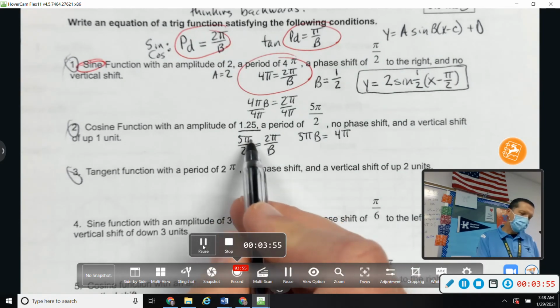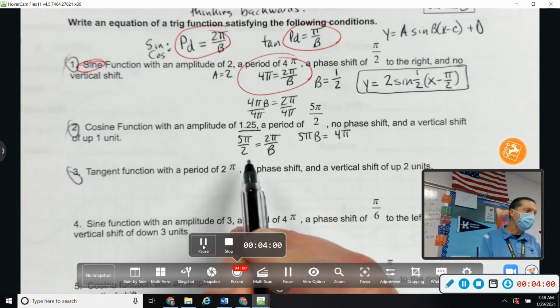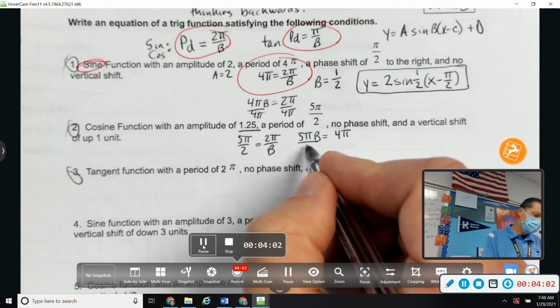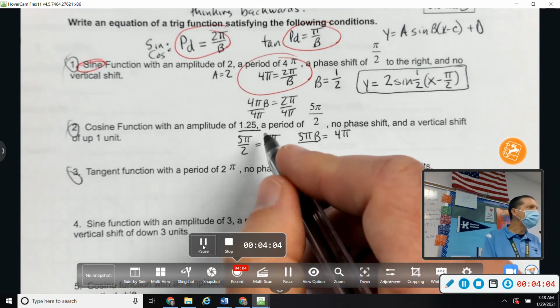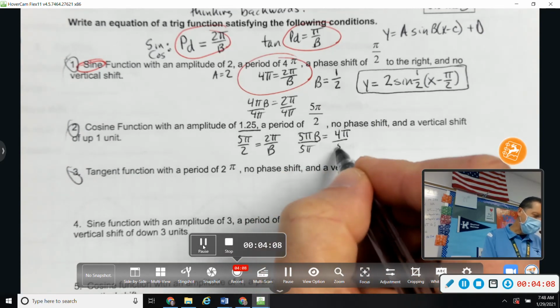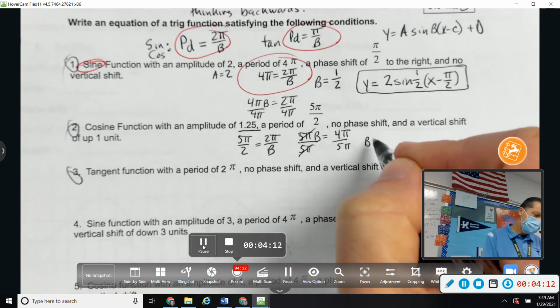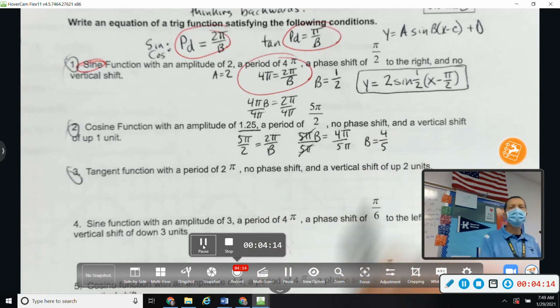So to find b, we cross multiply. So 5 pi b equals 4 pi. Then divide by 5 pi to get b by itself. Pi's cancel and we get 4/5. Again, b is the hardest part of any of this stuff. Once you get b, you guys will know where to plug in all the pieces.